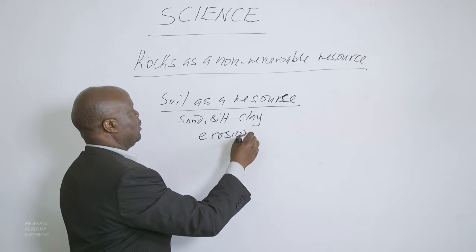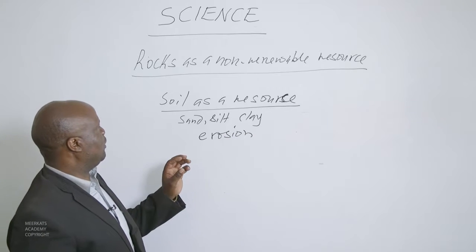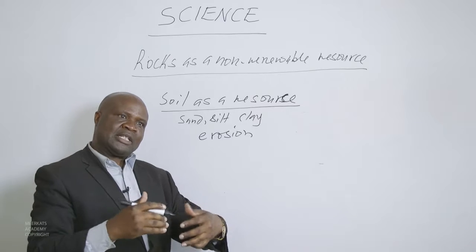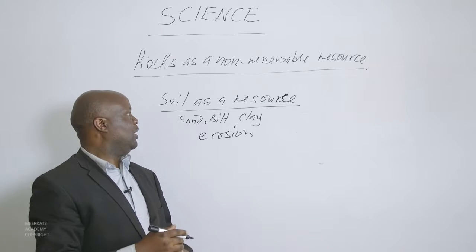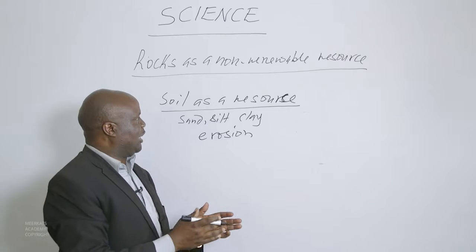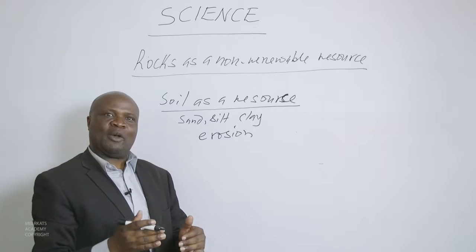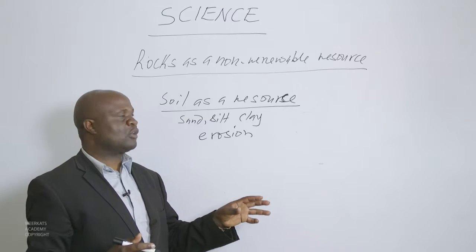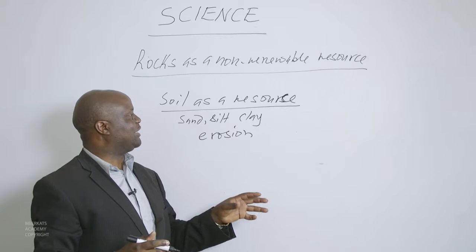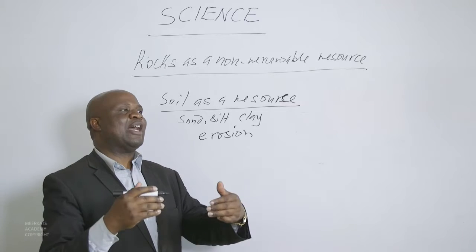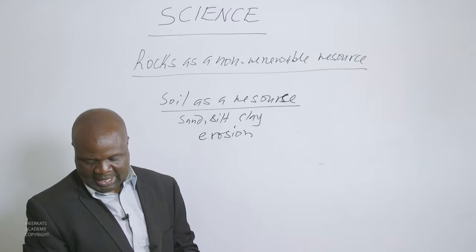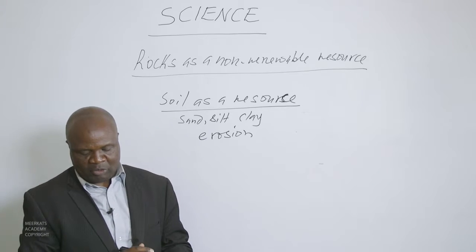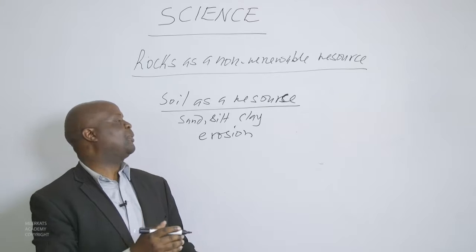Erosion. So when rocks are broken down into sand and silt and clay, they don't just remain in the same place. If it rains, water can carry these particles of rocks, these particles of sand, silt, and clay, and through erosion they are deposited in a different place. The particles are then dropped somewhere. When these particles are dropped is what we call deposition.